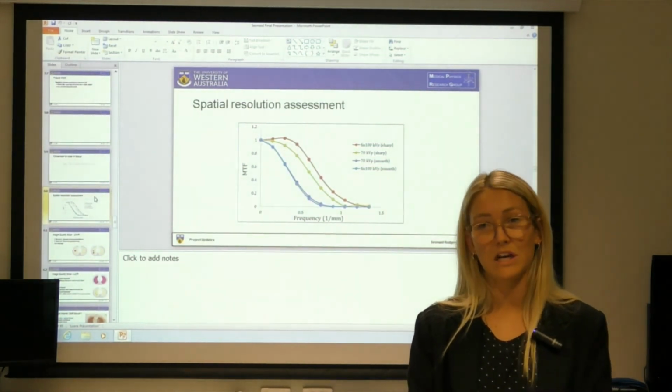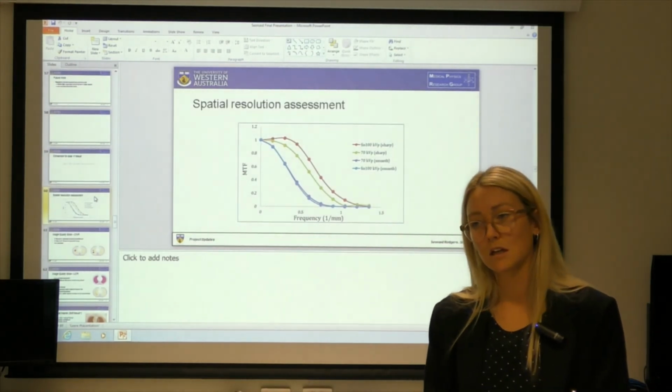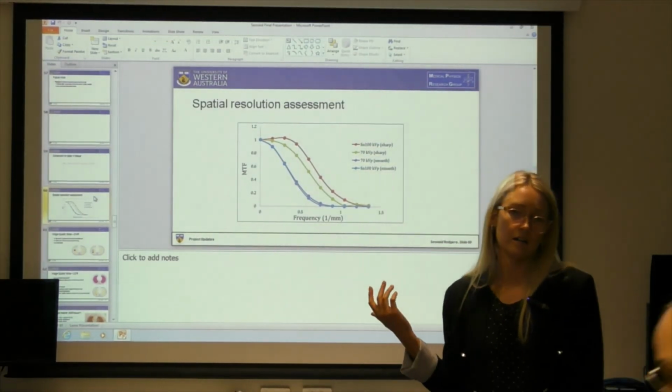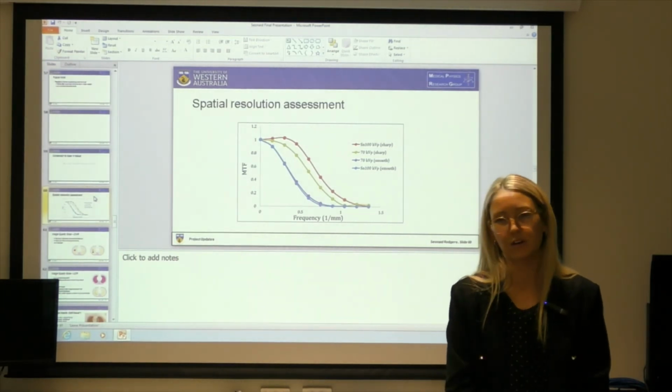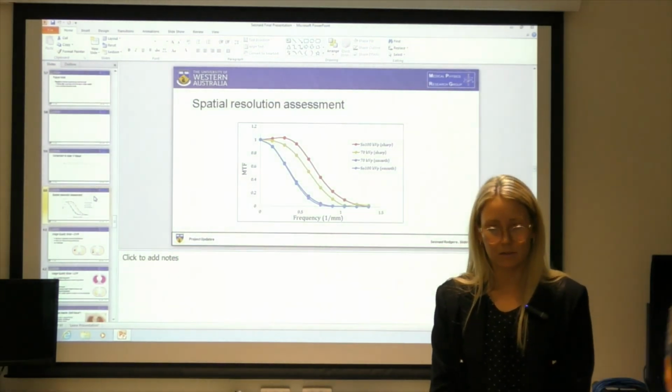But you would also be changing factors like the pitch and the slice, which I assess them all for a low dose scan, typically.